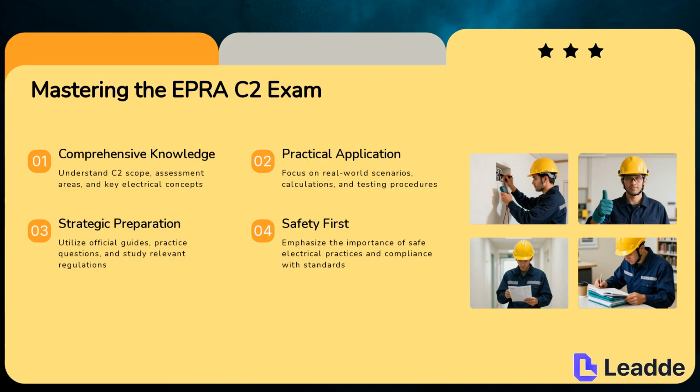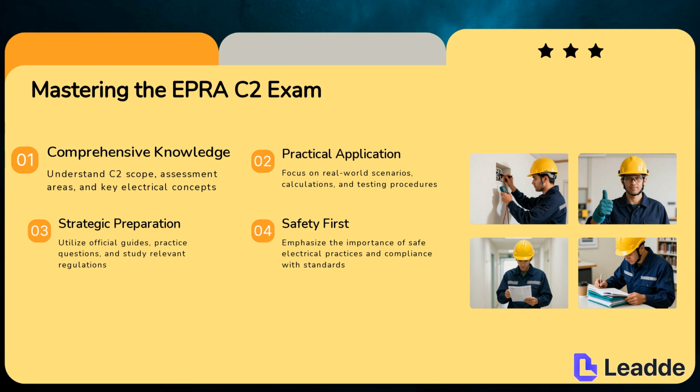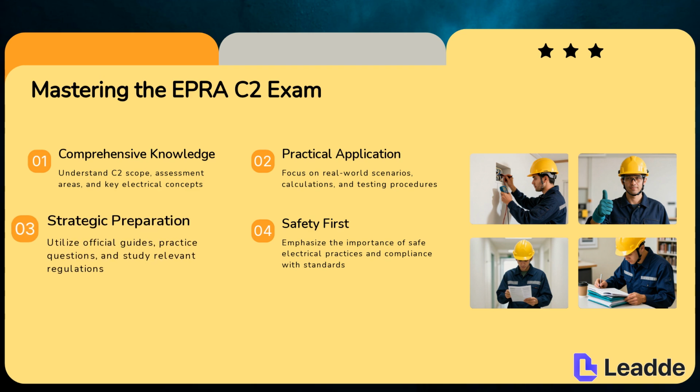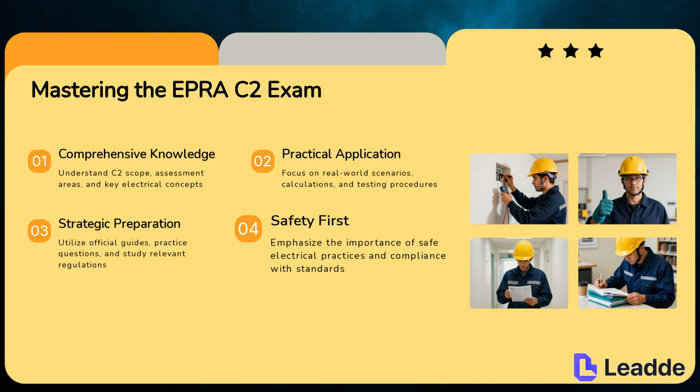In summary, mastering the Epra C2 exam requires a 3-pronged approach. First, develop a comprehensive knowledge of the C2 scope, assessment areas, and key electrical concepts. Second, focus on practical application through real-world scenarios, calculations, and testing procedures. Third, engage in strategic preparation using official guides and by studying relevant regulation. Always remember to put safety first, emphasizing the importance of safe electrical practices and compliance with standards.